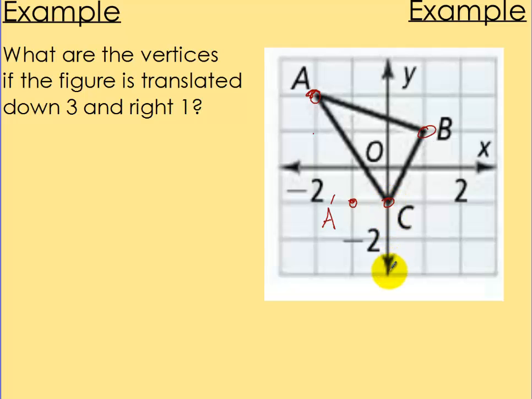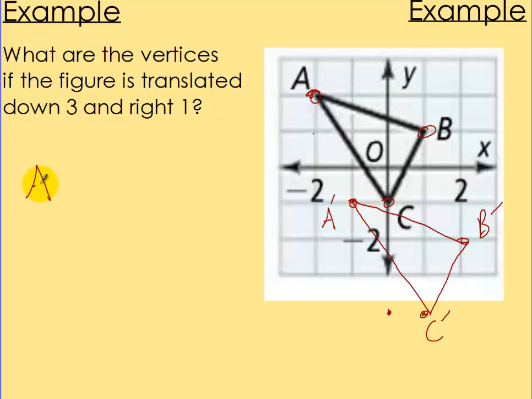C is going to go down 3, 1, 2, 3, and right 1. It's going to be right here. This is going to be C prime. And B is going to go down 3 and right 1. This is going to be B prime. We have a new shape between those points. It's an identical triangle, trust me.